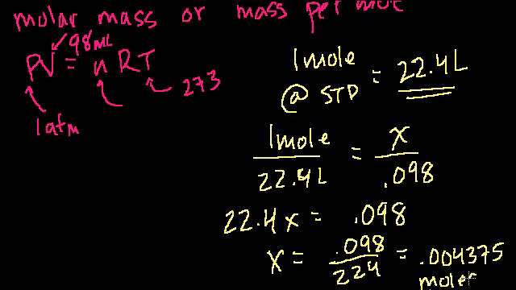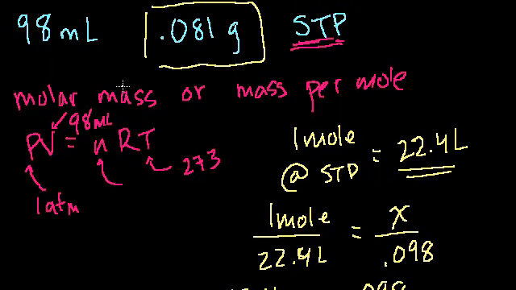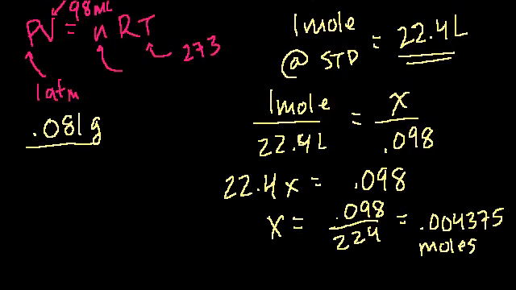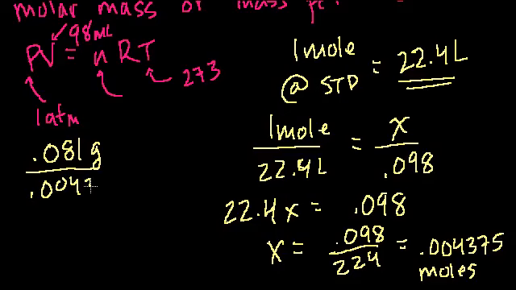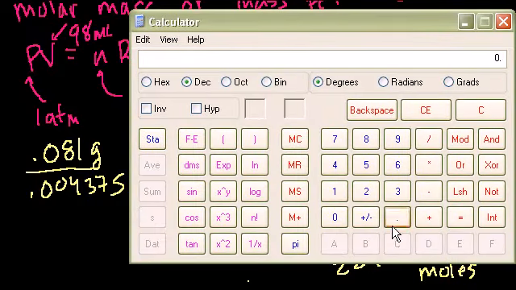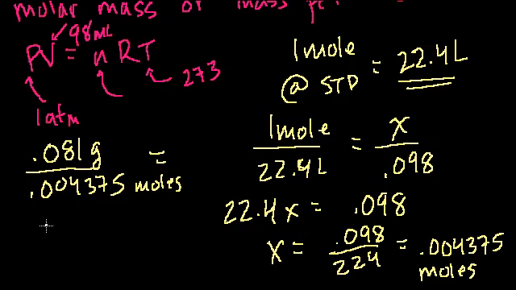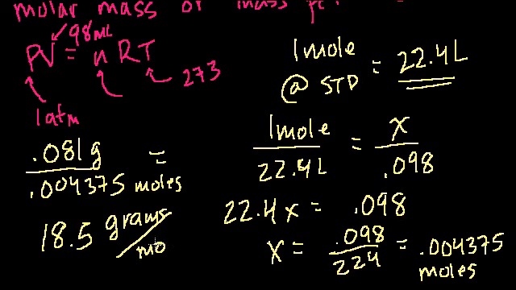0.004375 moles. And they're telling us that this amount has a mass of 0.081 grams, right? So how many grams are there per mole? So we take 0.081 grams, and we just did the math to figure out that we're dealing with 0.004375 moles. So how many grams do we have per mole? Well, let's take the calculator out. So we have 0.081 divided by 0.004375 is equal to 18.51. So we have approximately 18.5 grams per mole.